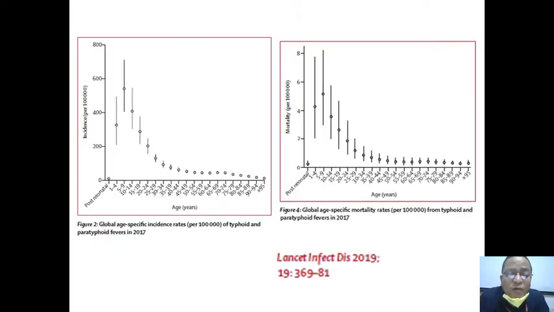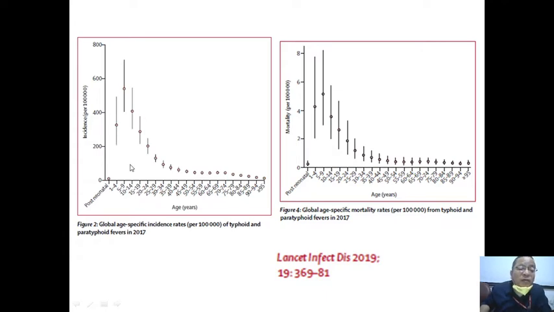Let's quickly look at the epidemiology of the disease, both typhoid as well as paratyphoid fever. If you look at the first graph on the left side, it says global age-specific incidence rates per 100,000 population. The age is on the x-axis, it is the age of the child. On the y-axis is the incidence per 100,000.